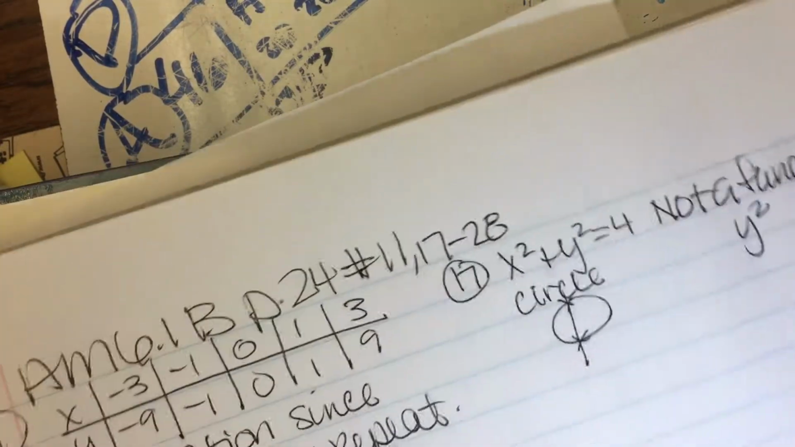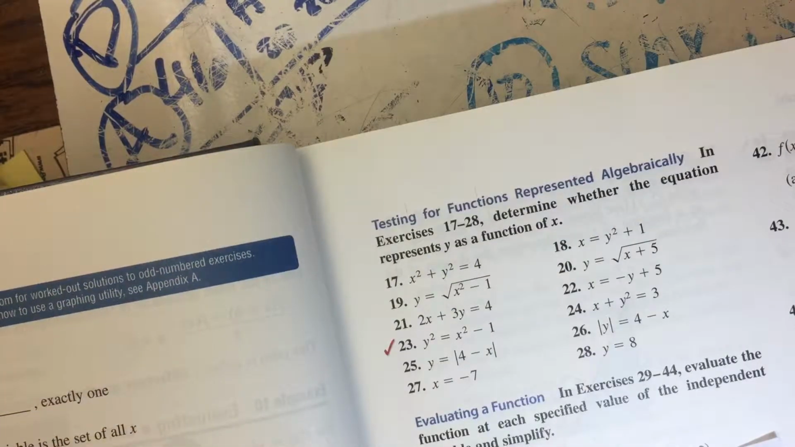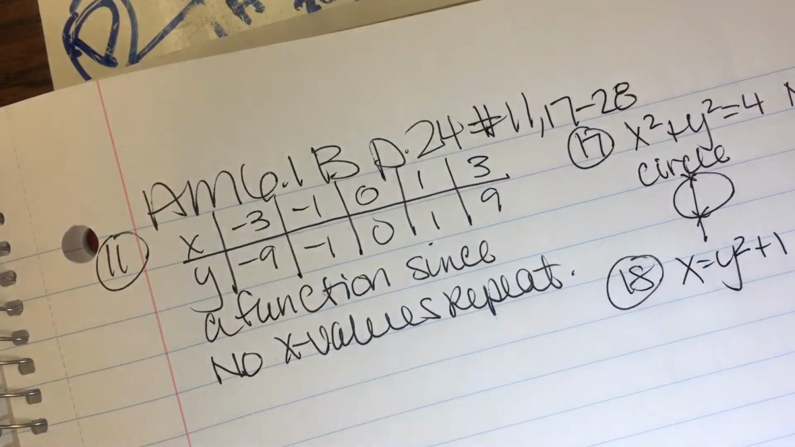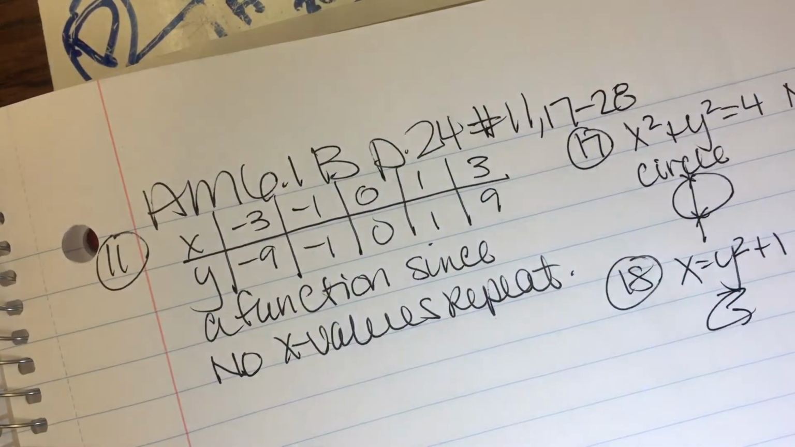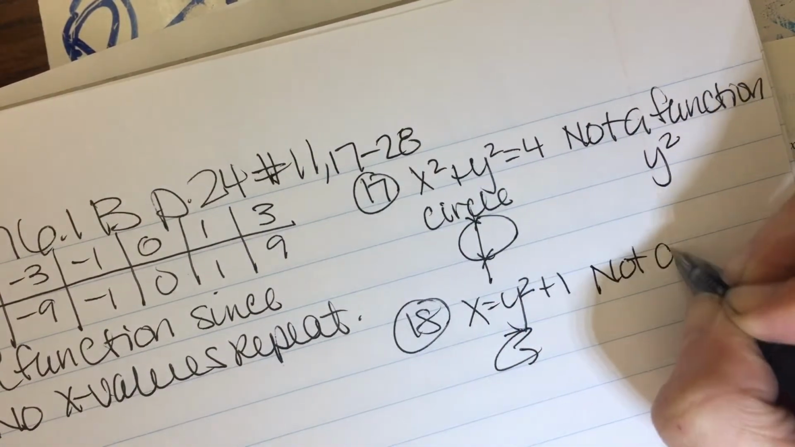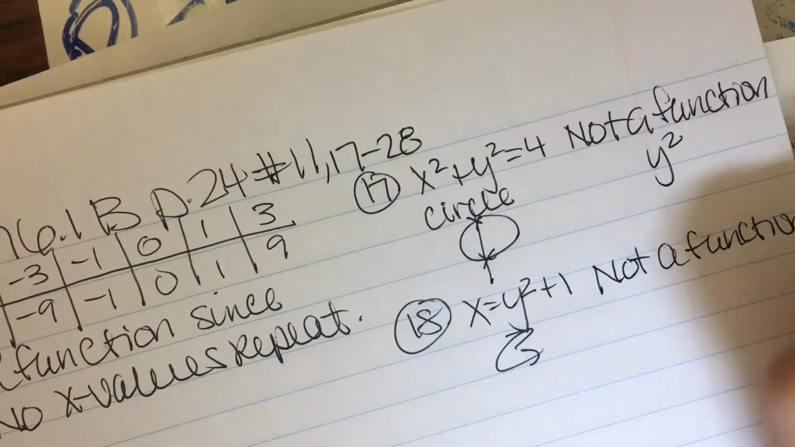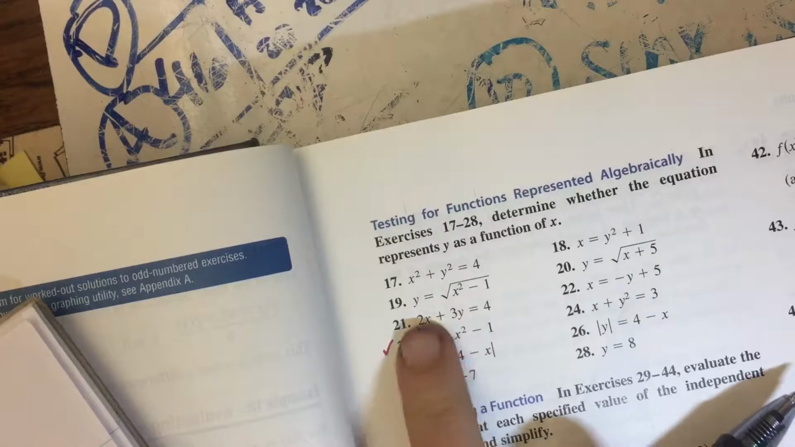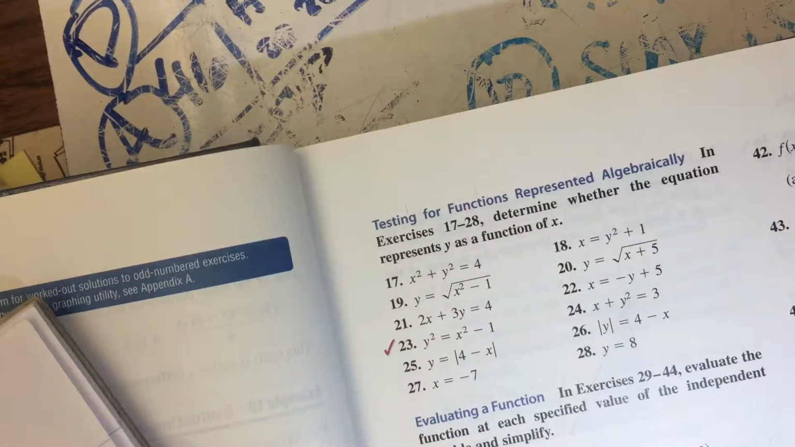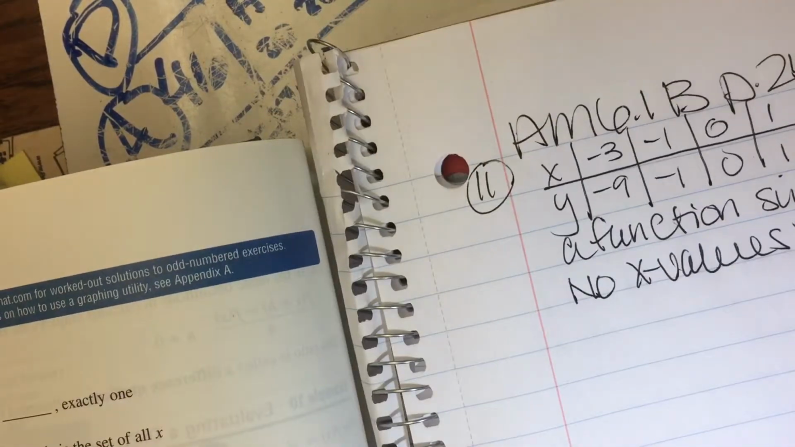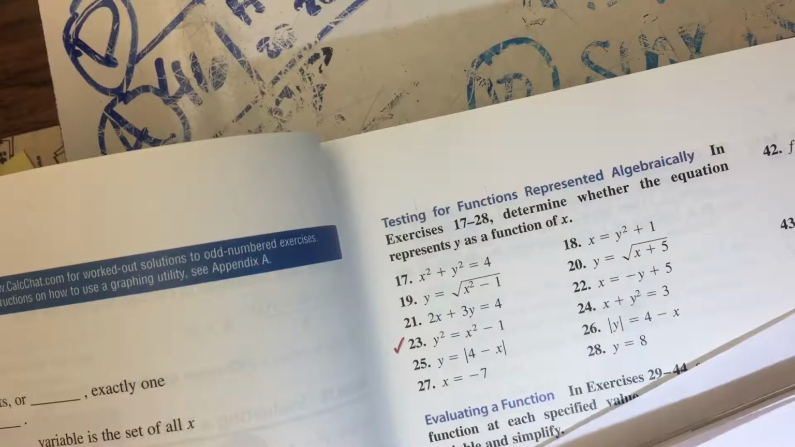Either way. Okay, number 18 said x equals y squared plus 1. This is actually one of those sideways parabolas. That's not a function. Again, you can just say because it has a y squared. Number 19 has y equals this crazy thing. Again, it does not have a y squared. We do not manipulate equations because when we manipulate, things happen. So that one is a function.